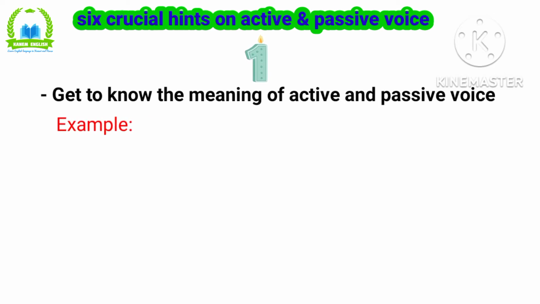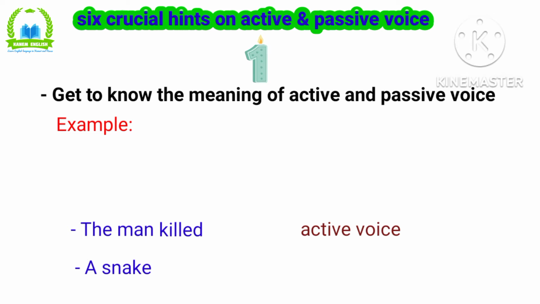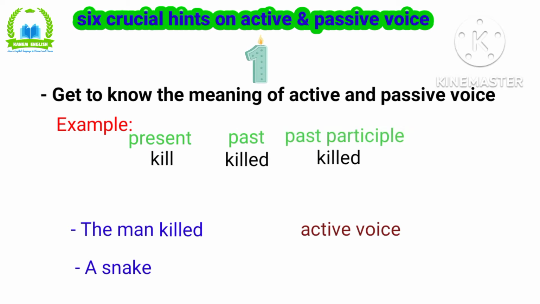Example, let's use the first example. The man killed a snake. We said this is an active voice. When you now change it, you start with a snake, that means the object, a snake. Then you look at the verb used, that means the second verb. We have the present kill, then killed is the second form, and killed is also the past participle, the third one.